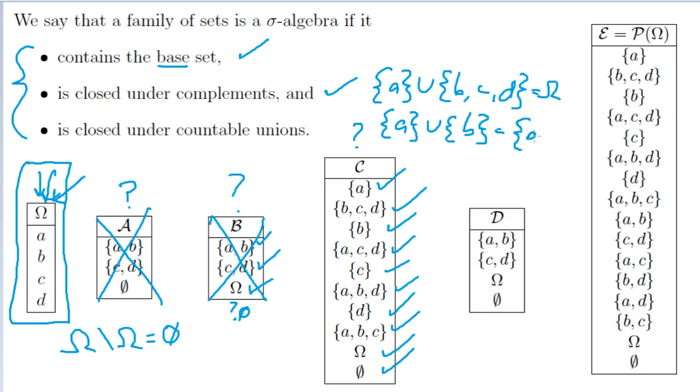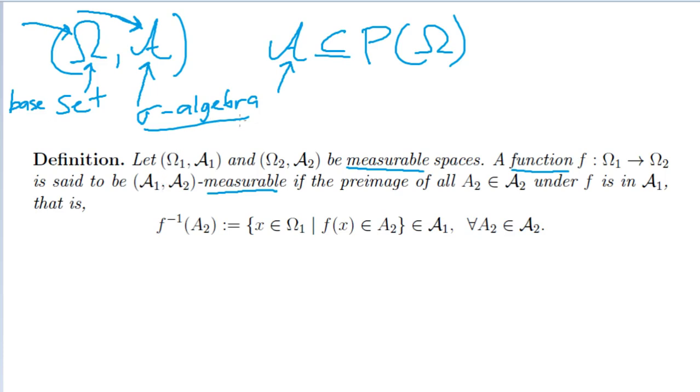Well, then I get the set AB, right? And that is not in here. So again, this is not a sigma algebra. In other words, you could not use this set as the second in a pair to have a measurable space. And you couldn't use this one either. So we're looking for something here that will work to qualify as a measurable space.